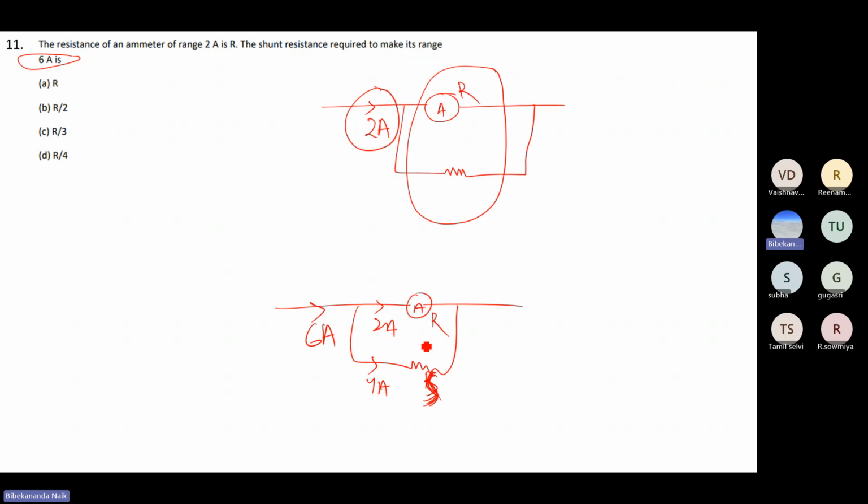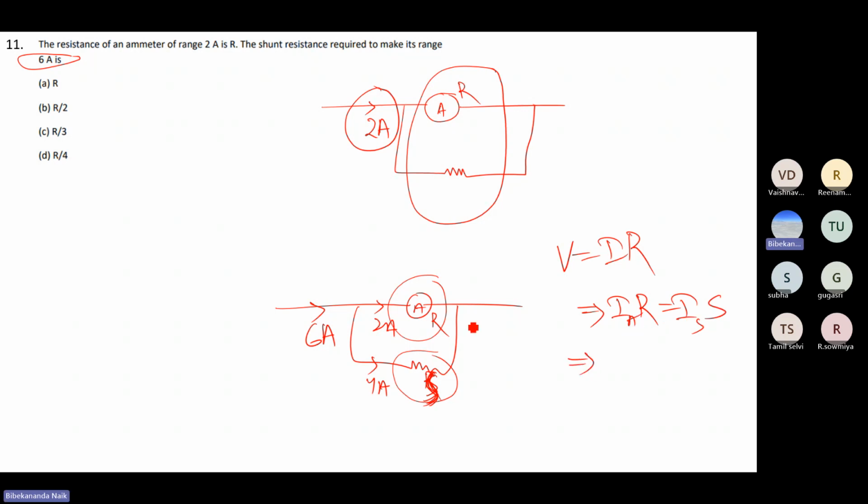So we know if the two components are connected in parallel, the voltage drop across them remains the same. So the voltage drop across this ammeter will be equal to the voltage drop across this shunt. We know V equals IR. So it will be I ammeter into resistance of the ammeter, and it will be equal to I of the shunt and resistance of the shunt S.